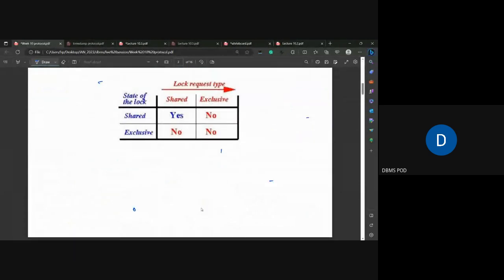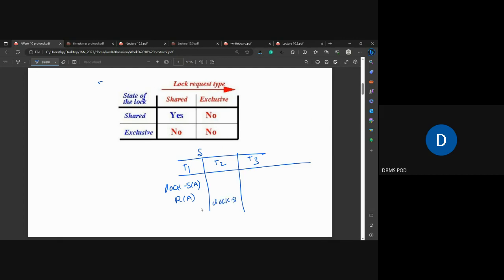Okay, now we'll see the lock matrix. More than one shared lock is possible. Suppose schedule S has T1, then T2, then T3. Suppose T1 has already applied a lock on a data item, so we can read. Before unlocking, a shared lock can be shared. So before T1 unlocks, T2 can also take a shared lock on the data item.